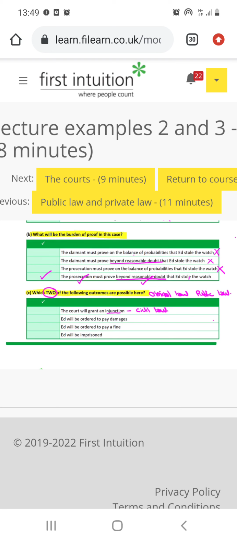Ed will be ordered to pay damages. This one is also civil law or private law. Ed will be ordered to pay a fine. This would be correct under criminal law. And remember, we need 2 answers. So the other correct answer is our 4th one, and Ed could be imprisoned under criminal law. So 2 correct answers there.